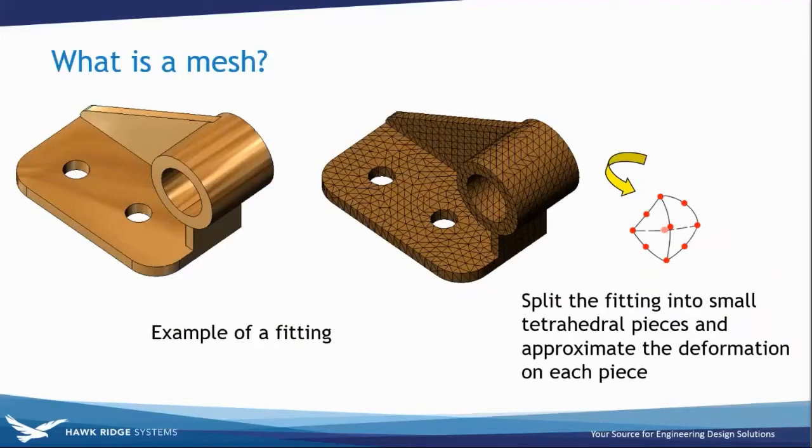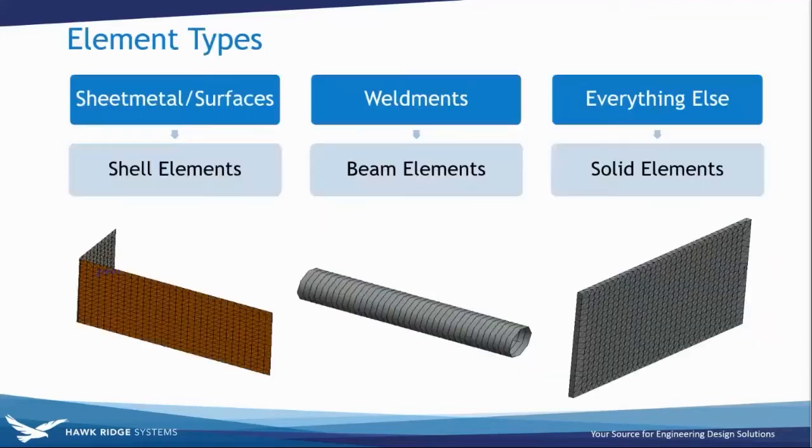Now, the best thing about SolidWorks simulation is that all of those calculations are happening in the background, and you don't really need to worry about it to run some simple simulations. So there are 3 element types in SolidWorks simulation. We have our shells, beams, and solids.